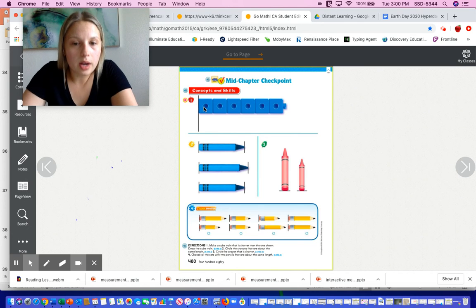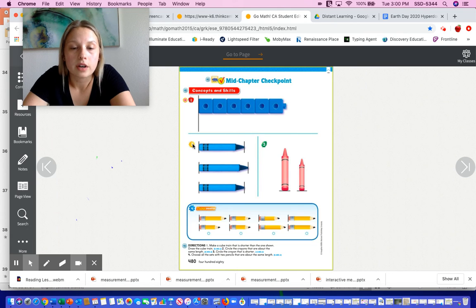For red apple number 1, you need to make a cube train that's shorter than the blue one. So the blue has 1, 2, 3, 4, 5, 6, 7. You need to make a cube train here that's shorter. For Yellow Sun number 2, you need to circle the crayons that are about the same length. So which ones are the same? And circle them. For green leaf number 3, circle the crayon that is shorter. Which one is shorter in height? Circle it. And for blue flower number 4, choose all the sets of pencils that are about the same length.